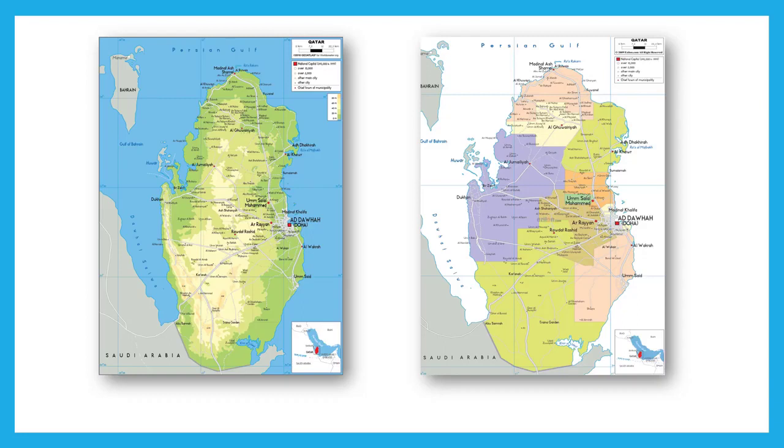On the left side, it's the physical map of Qatar, as physical features are shown. Got the point? While on the right-hand side, it's the political map of Qatar. It highlights the division of municipalities of Qatar and their borders.